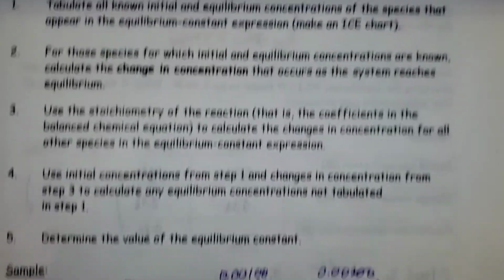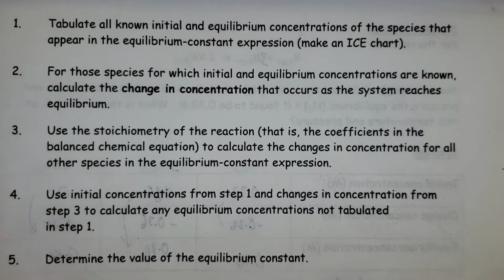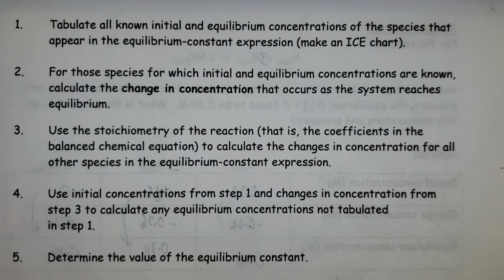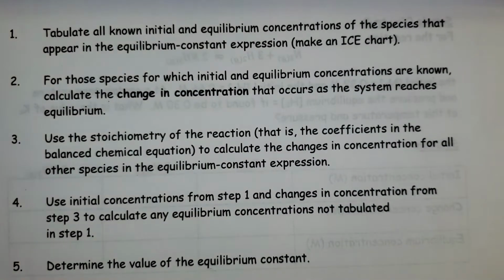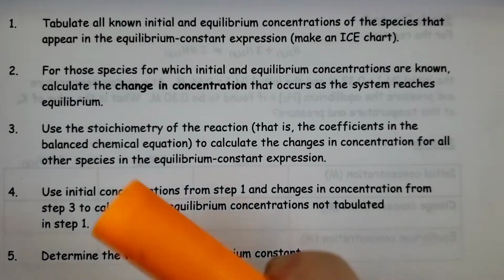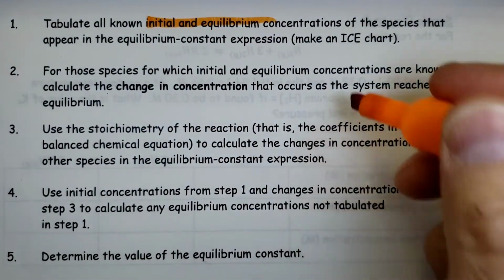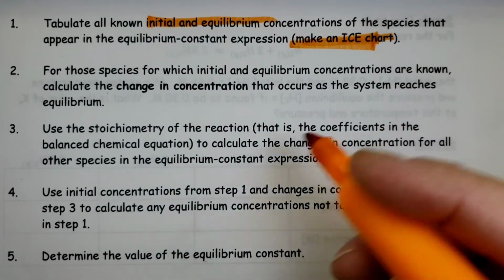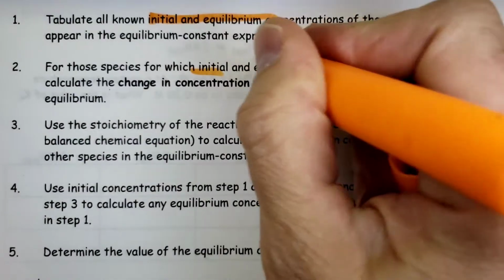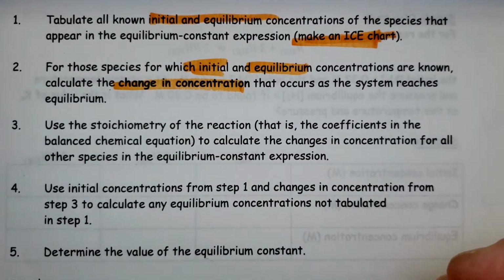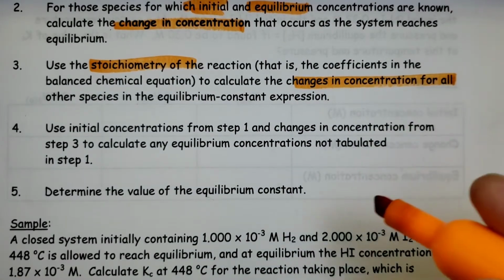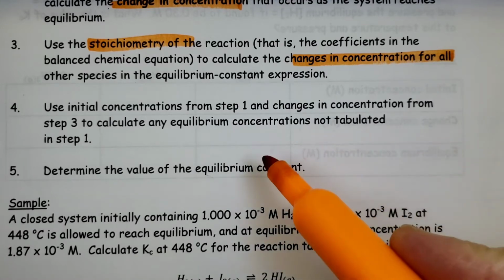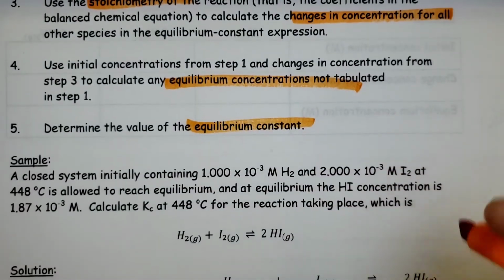So if we look at the next page, I have these steps, and we'll use them to follow as we go through a couple of questions. And of course, you'll be able to do it without using this once you figure out how it works. So the key thing here: tabulate the known initial and equilibrium concentrations of the species that appear in the equilibrium expression. For this, I like to call it an ICE chart. We'll talk about that. For those species in which an initial and equilibrium are known, we can figure out the change that happened. Then we can use stoichiometry to figure out the changes in the other species as well, and then use the initial concentration and changes to calculate the equilibrium concentrations, and then we'll be able to figure out the equilibrium constant.